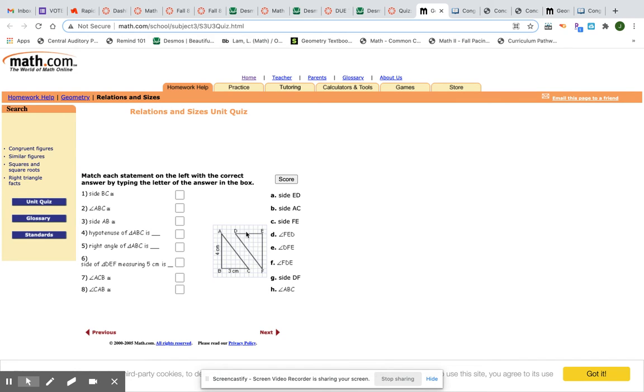So we have to say it correctly. So that's B, which is in the corner. That's E in the corner. They started with B. That's a nice right angle right there. We have to start with E. So we would say side ED.